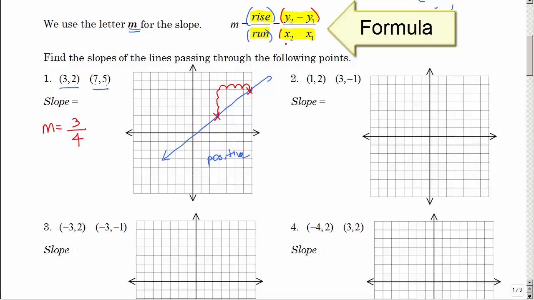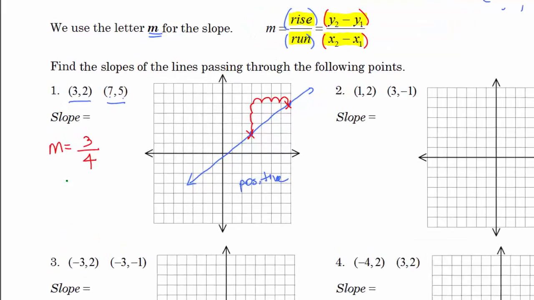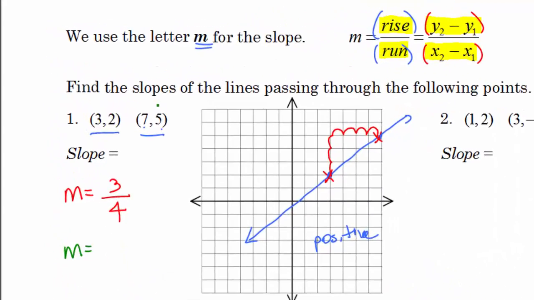What if I didn't graph it? What if I used this formula? What is this y2 minus y1 stuff? Well, this is y2, this is y1, meaning your second y and your first y, and it says to subtract them. Then this is your second x, this is your first x, and it says to subtract them. And I get the same answer. So graphing or using the formula, either way.